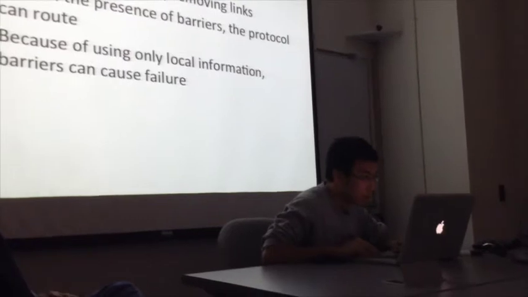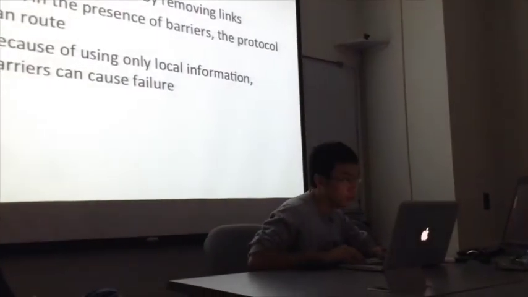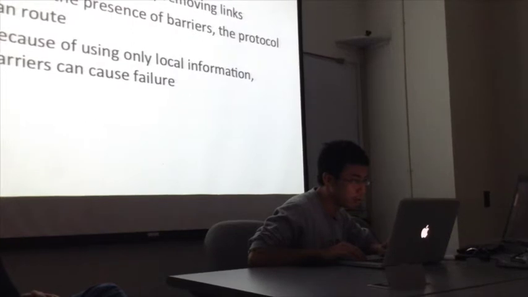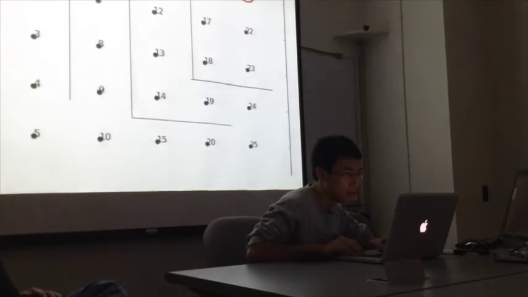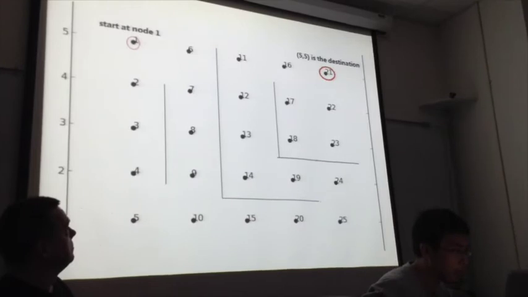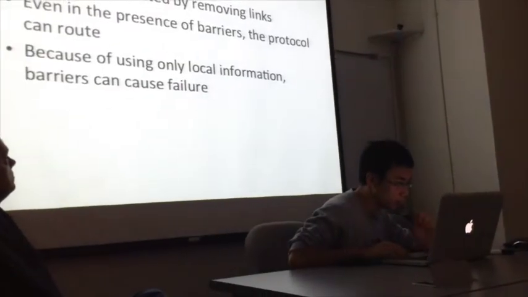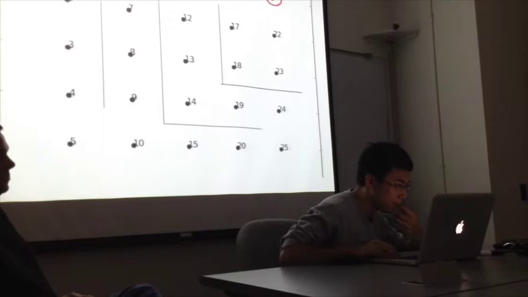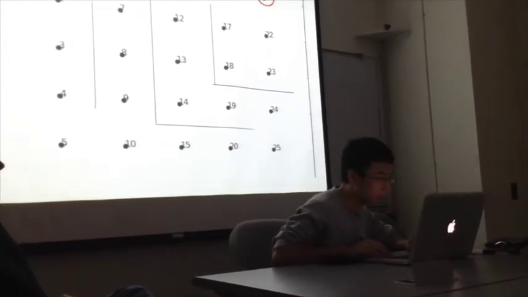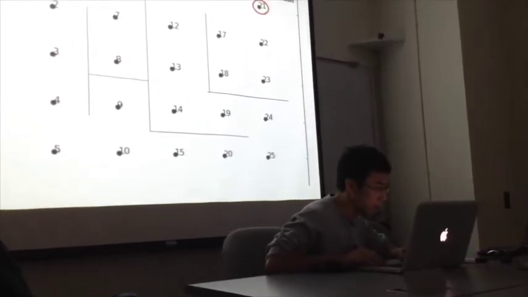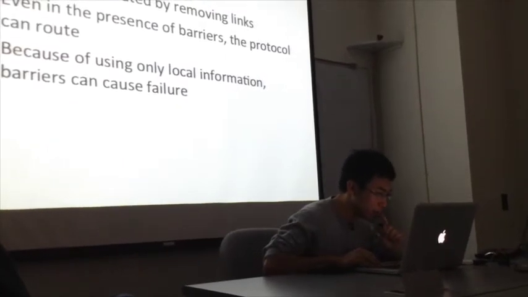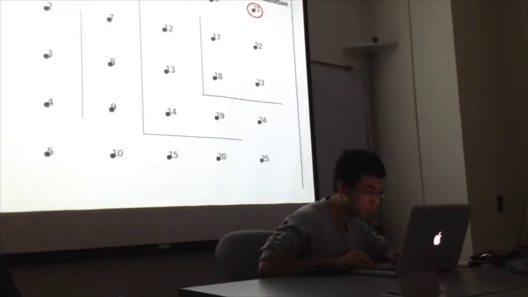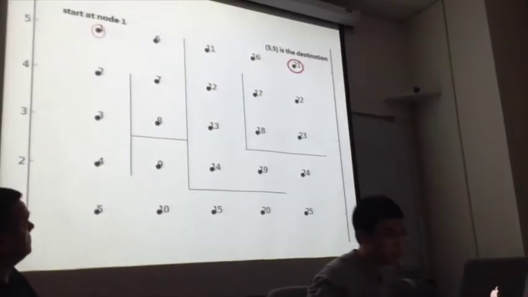Based on scenario 1, we add some links. We add some barriers. The barriers are created by removing the link, so node 1 cannot communicate with 11. Our protocol can work in this route, but because of using only local information, a barrier may cause it to fail. In this scenario, it will fail.